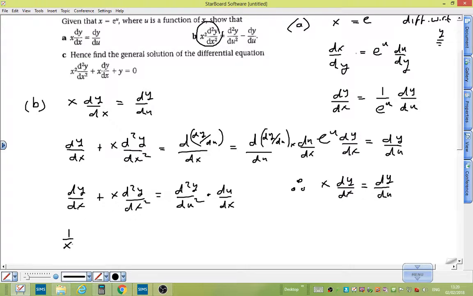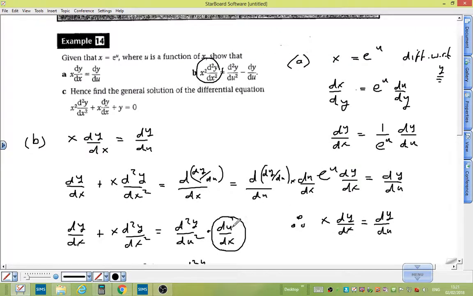1 over x dy by du plus x times d2y by dx squared is equal to d2y by du squared, and we're now going to find this here. To find that, and this is the beauty of this method, you need a function for u in terms of x, and here is the function.